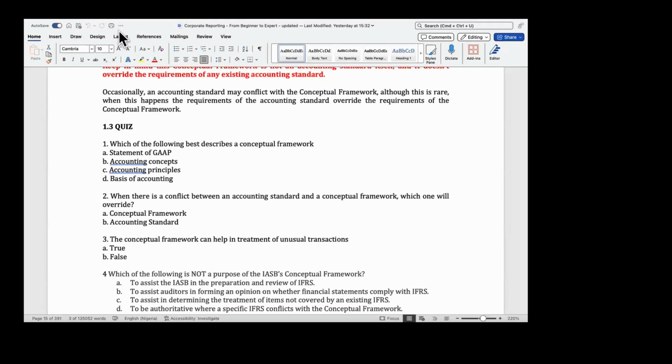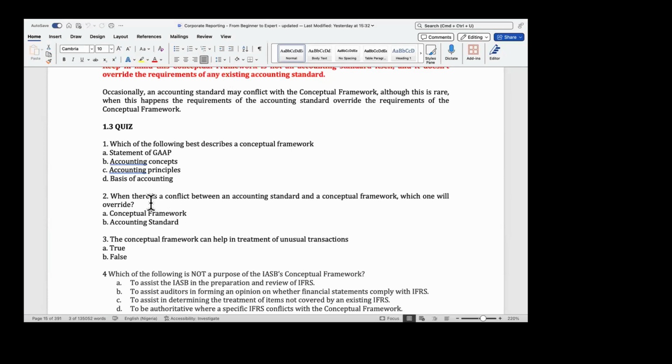So, quiz one, which of the following best describes a conceptual framework? What's the answer? Answer is A, statement of gap. Okay, so Shidima said accounting principles. Yes, it looks like that, but it's beyond just accounting principle. There are set of principles, both accounting and even beyond accounting. So we see them more like a statement of gap itself, rather than just accounting principles, because they are set of principles.